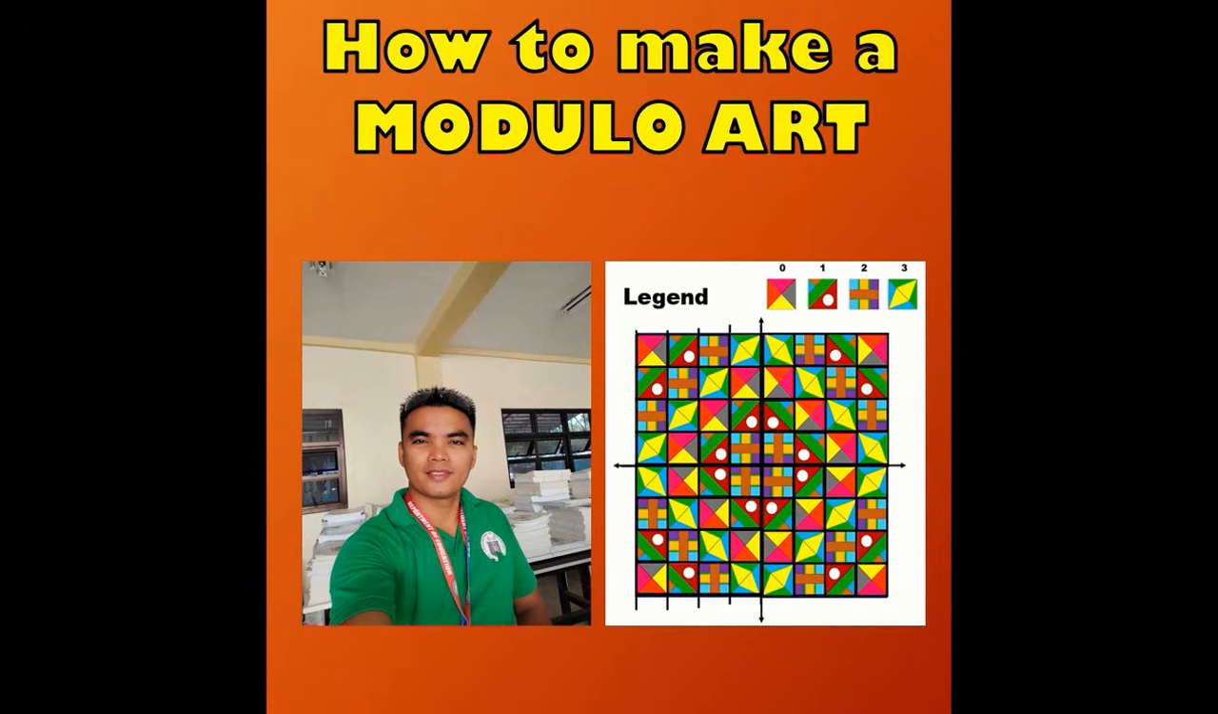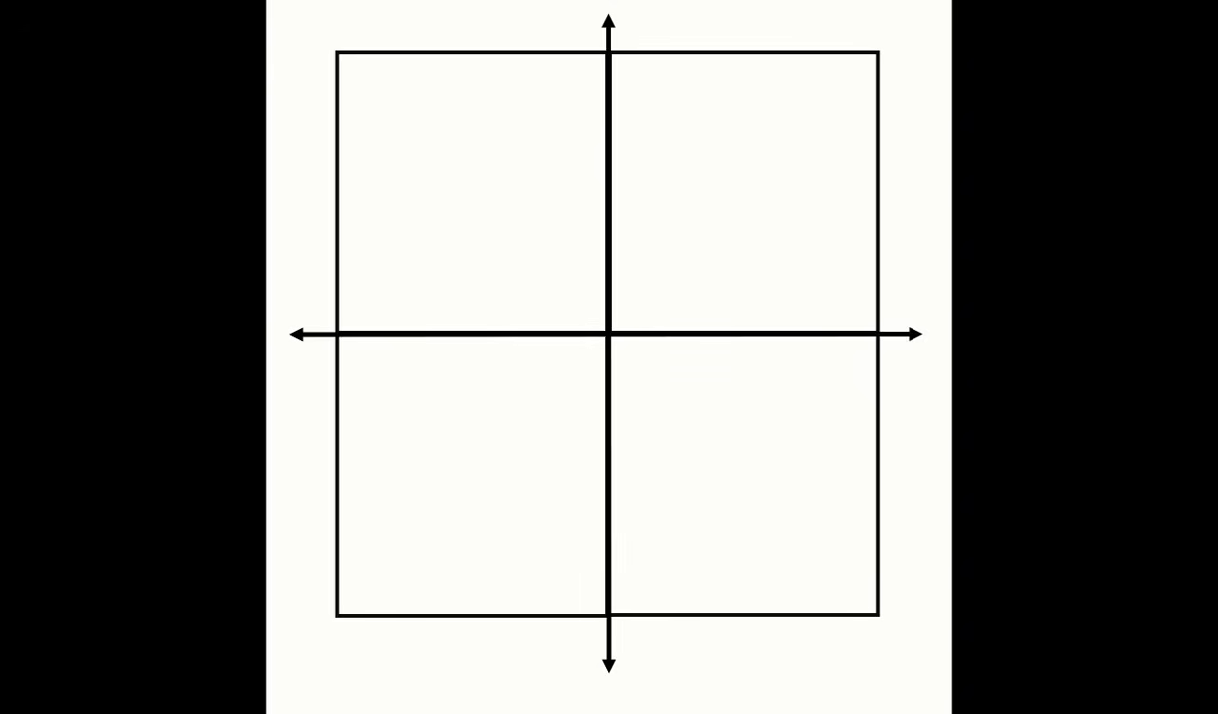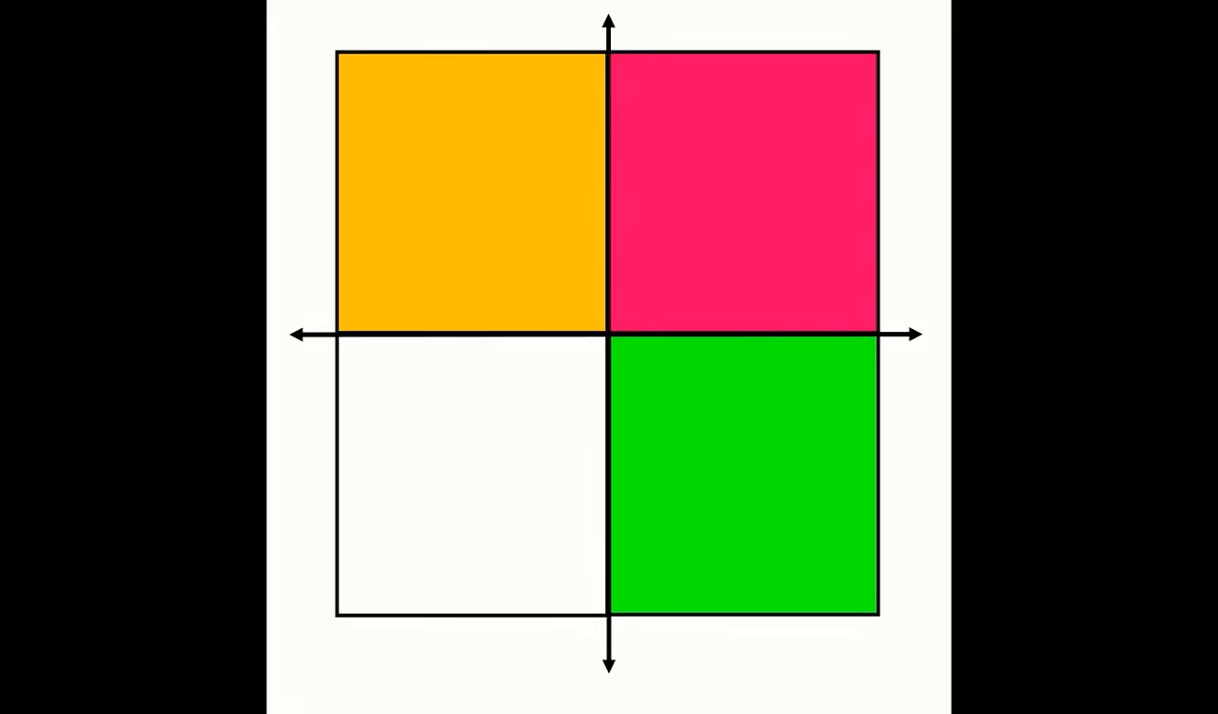Hello everyone. In this lesson you will learn how to make modulo art. The first thing that we have to do is create a square divided into 4 quadrants. So we have the first quadrant, second quadrant, third quadrant, and fourth quadrant.